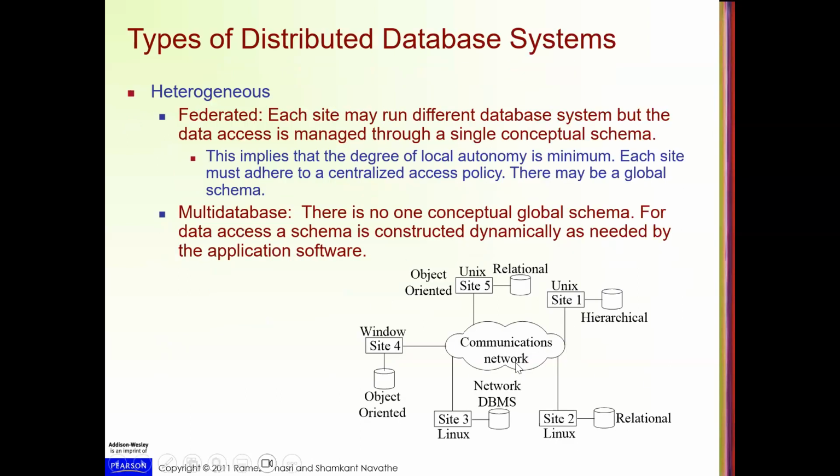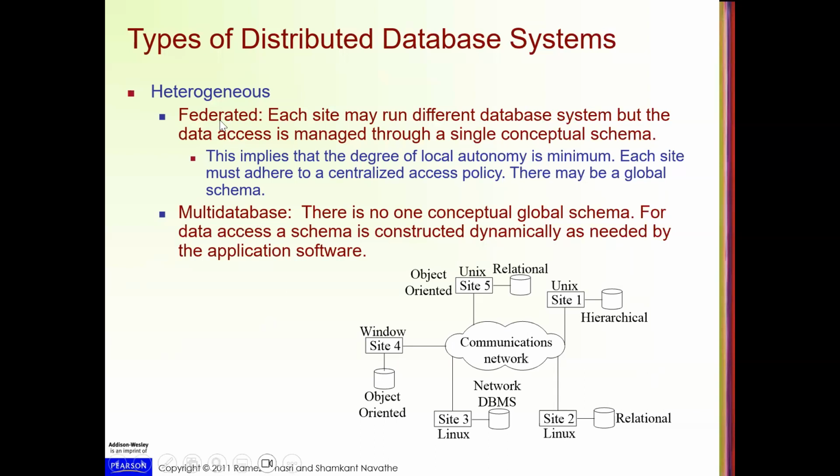Heterogeneous means, now let us look at the figure here. We have site 1 with a hierarchical data model. Site 5 has a relational data model. Here we have an object-oriented data model, and here we have a network DBMS. All of them are connected through a communication network. The underlying operating system is also different. So this is called a heterogeneous distributed database. Now, in heterogeneous distributed database also, we have two types. One is called federated, another one is called multiple database.